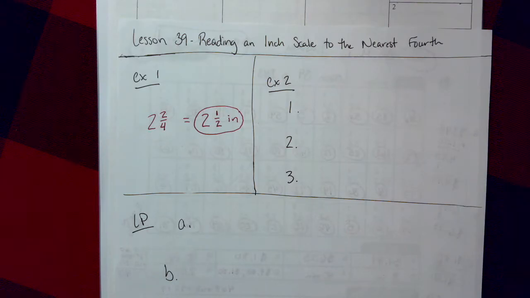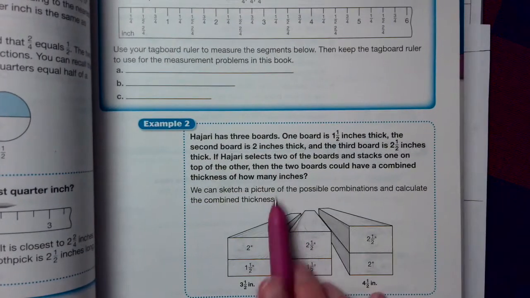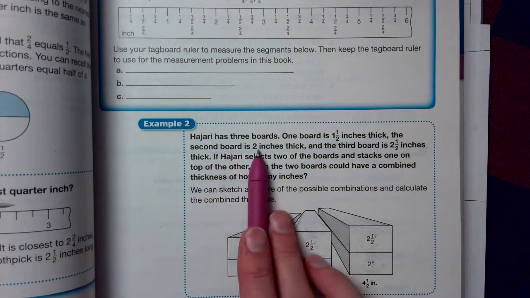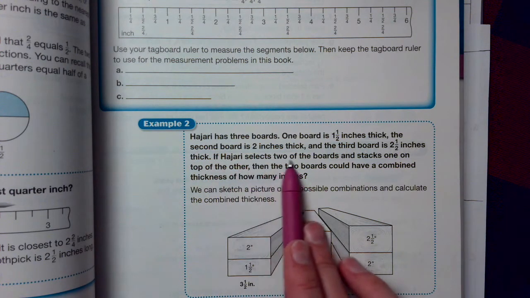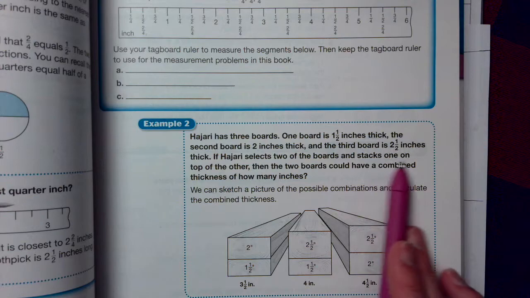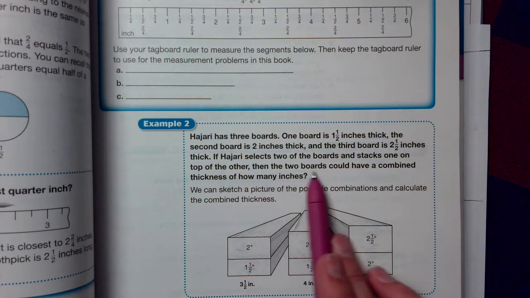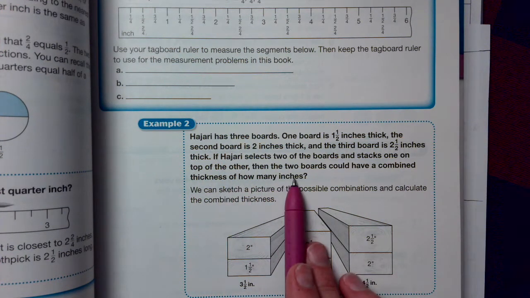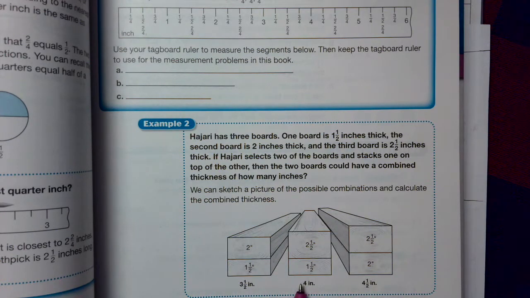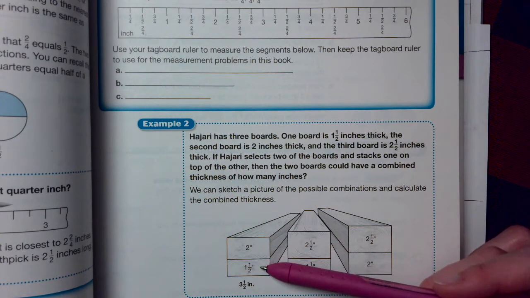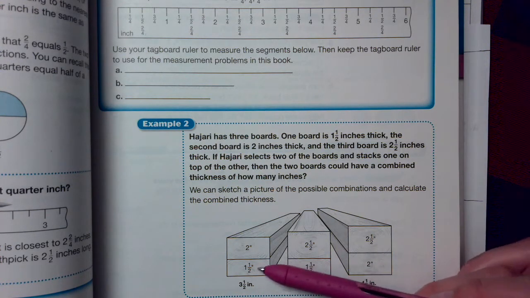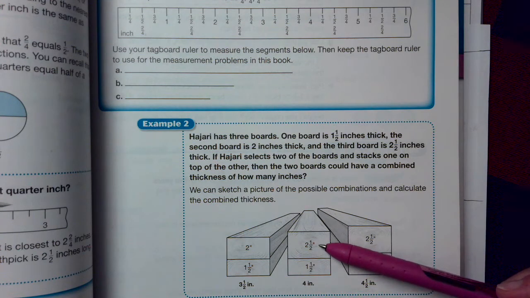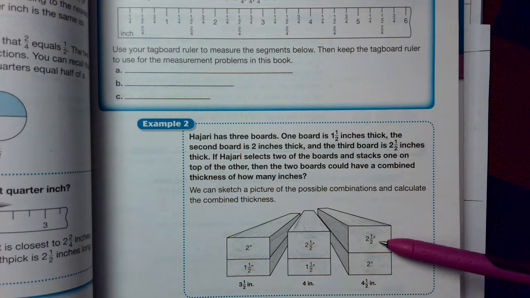Example 2 says, Hajari has three boards. One board is 1.5 inches thick. Second board is 2 inches thick. The third board is 2.5 inches thick. If Hajari selects two of the boards and stacks one on top of the other, then the two boards could have a combined thickness of how many inches? Here they sketched all the combinations. So we had 2 plus 1.5. Right, they started with 1.5 and they used 2, started with 1.5 and they used 2.5, and then used the 2 and the 2.5 together.